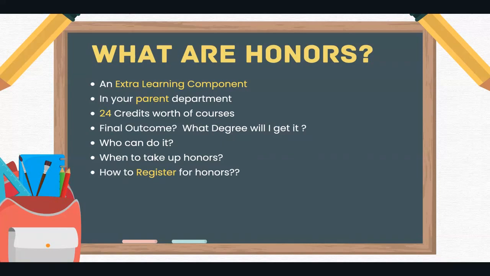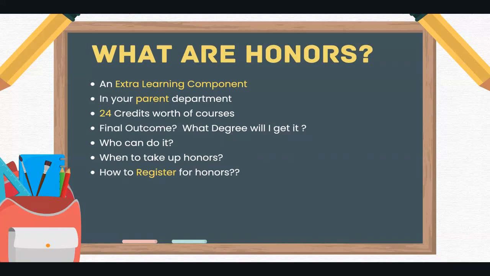When to take up honors? Each department maintains a list of courses which can be taken up as honors, and the procedure to take up honors varies department by department. Honors courses generally can be taken up once you finish your second year, that is, when you enter your third year. However, some departments do offer the right to do honors courses even in your second year. So I would recommend you confirm this with your department, and then you can plan your honors degree accordingly if you plan to do an honors.